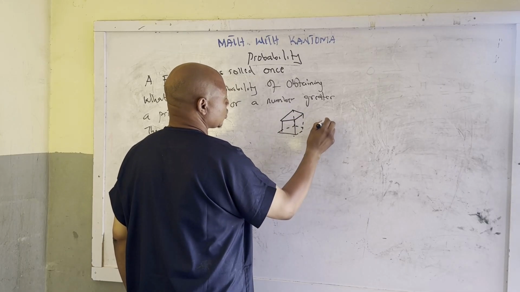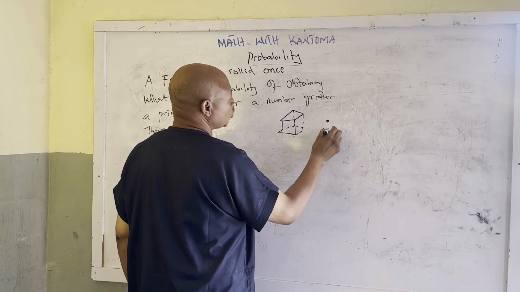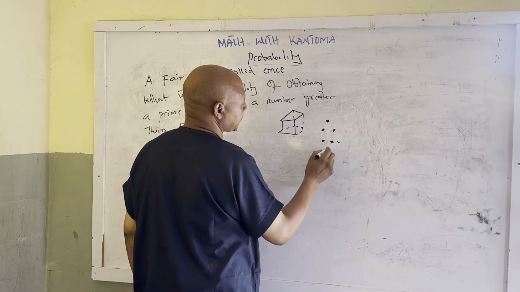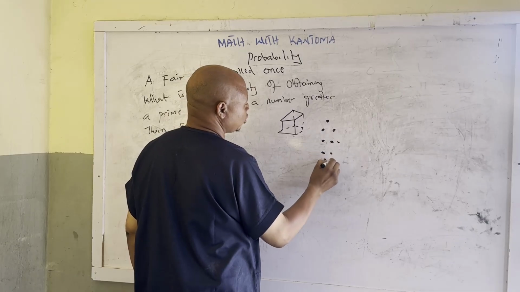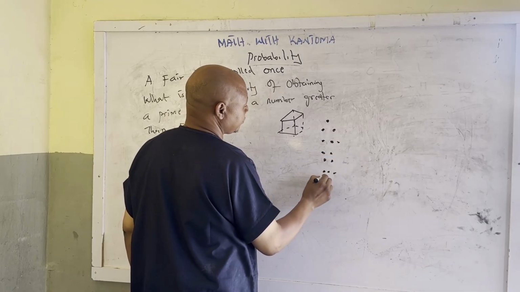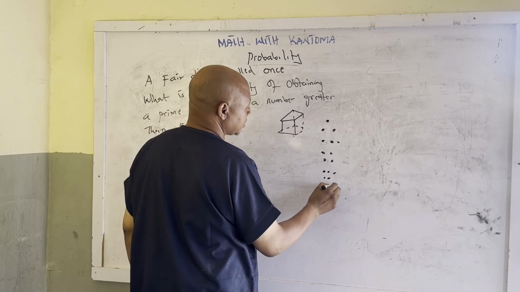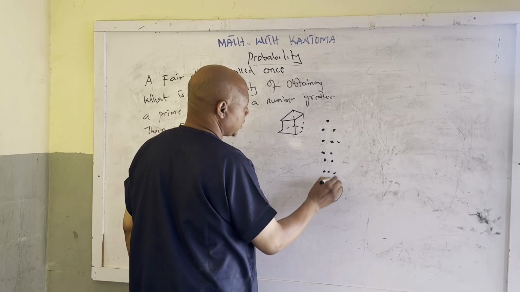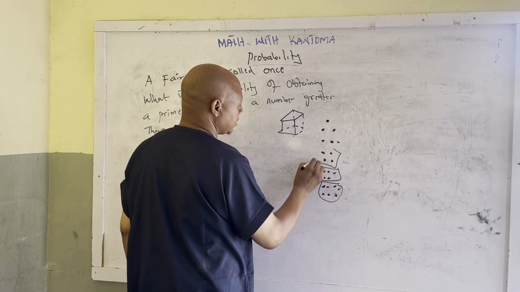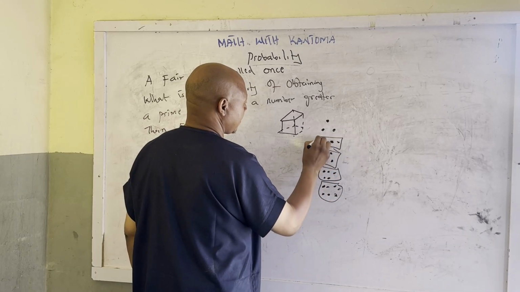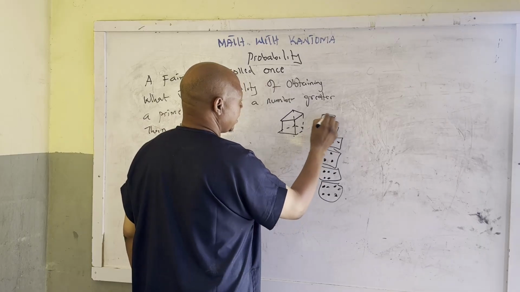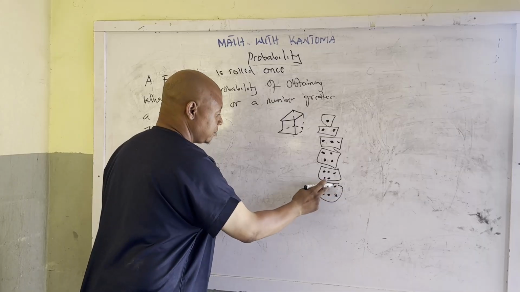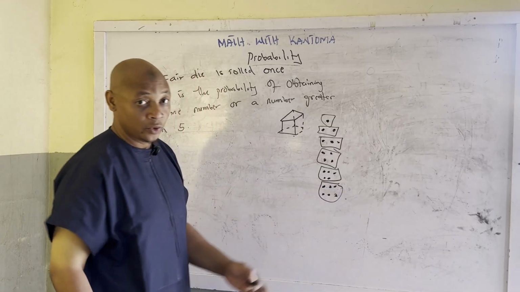So the first space has only 1 dot, the second space has 2 dots, the other space has 3 dots, another space has 4 dots, another face has 5 dots, and then the last face has 6 dots. So now these are the faces of the die. It has 6 faces, 1, 2, 3, 4, 5, 6. We all know what the die is.